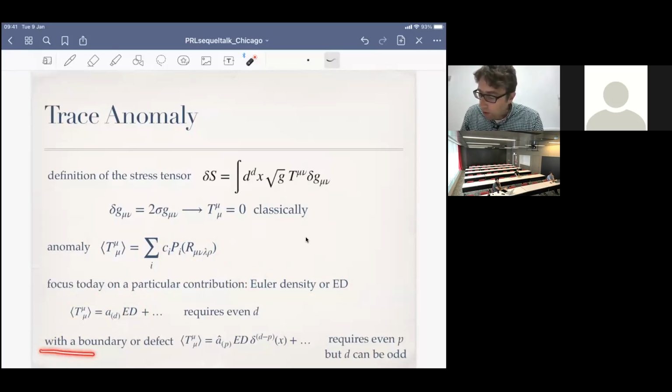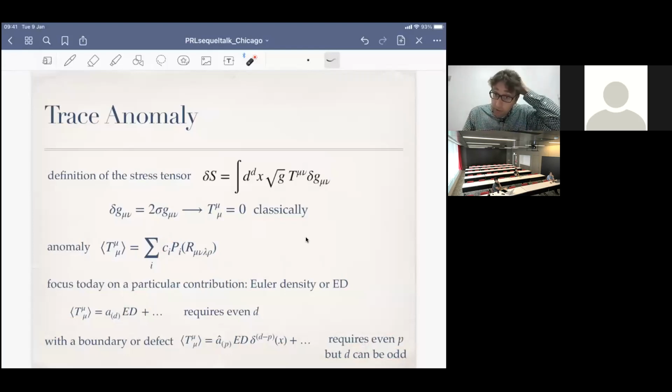Now what happens with a boundary or defect is something more interesting happens. You get to write an Euler density that's associated with that boundary or defect. In curved space, it could be a sphere or some other funny shaped boundary or defect. It could have an Euler density if it's an even dimensional defect or boundary, and it could have its own coefficient, which I'm going to call A hat sub p. And now this anomaly can be present even when the bulk dimension is odd. It requires an even dimension for the defect, but the bulk dimension can be odd. And so you find this Euler density coefficient and defect in conformal field theories in a slightly more general context.